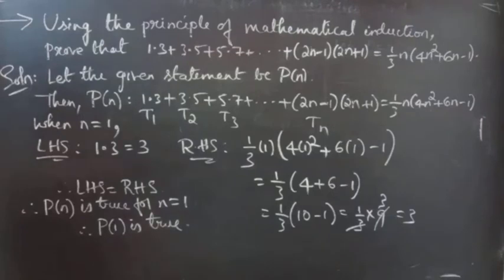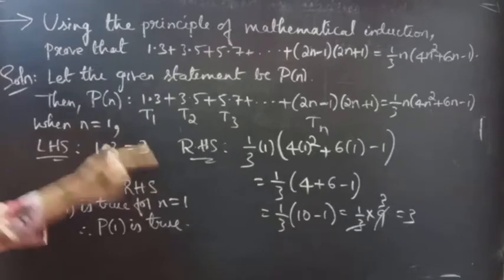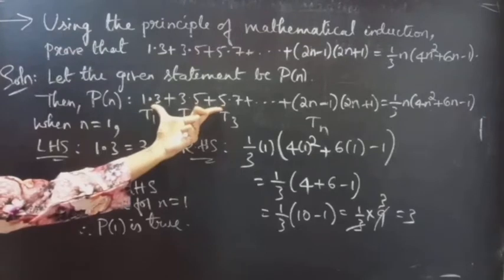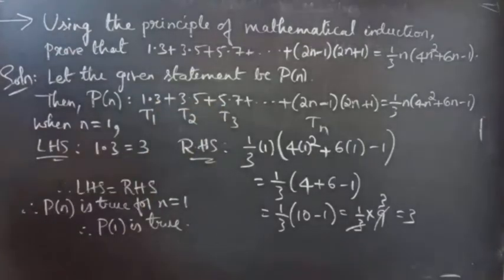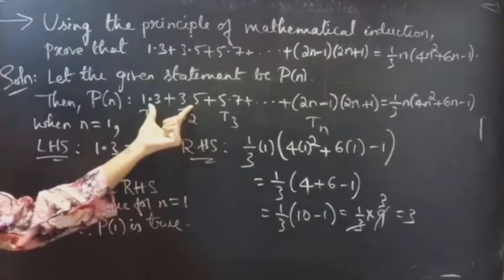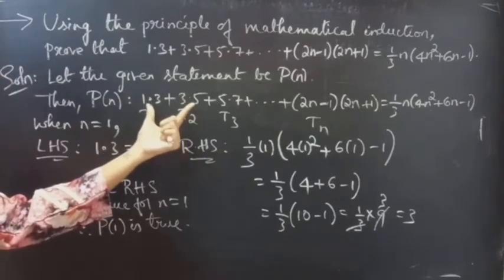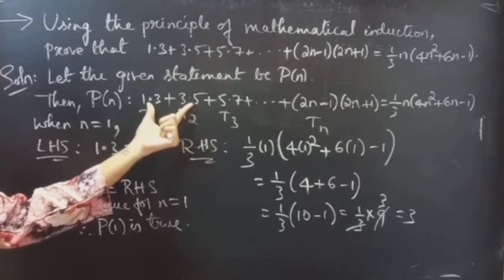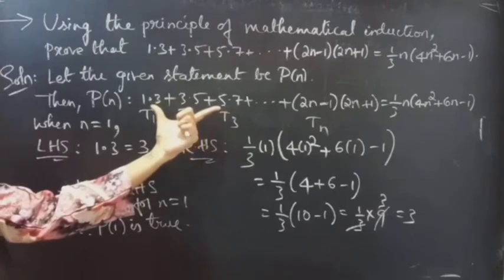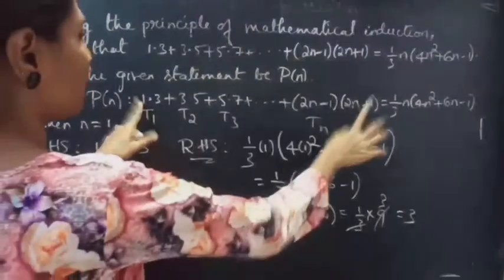When n equals to 1, we'll take only first term. When n equals to 2, you'll take the sum of the first two terms. When n equals to 3, you'll take the sum of first three terms. We're just talking about LHS. When n equals to n, you'll take the sum of n terms.